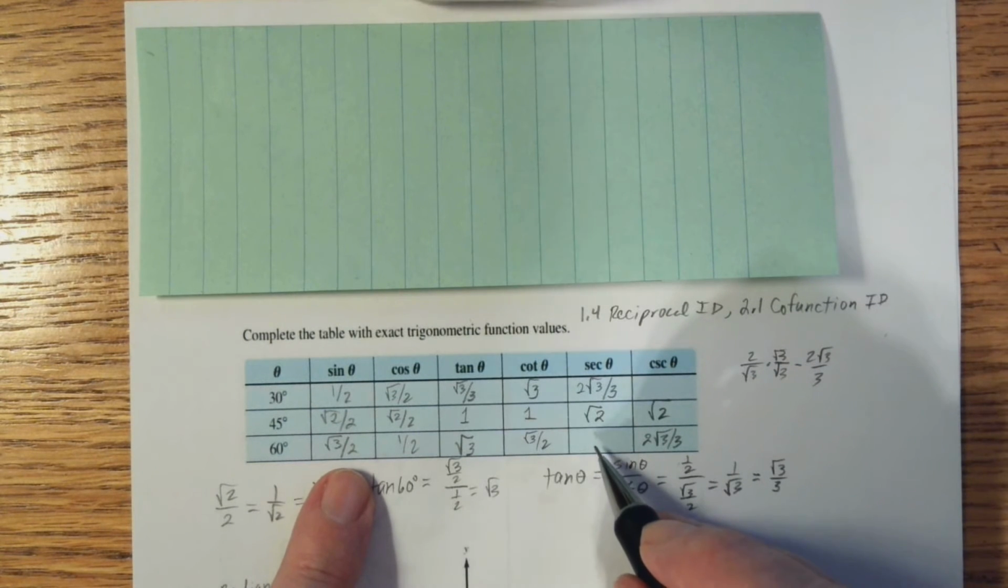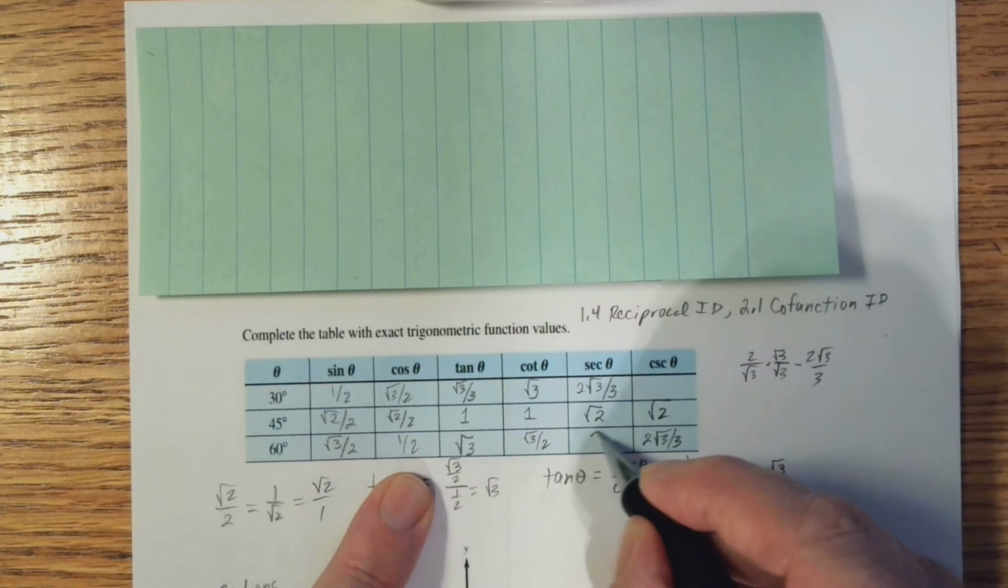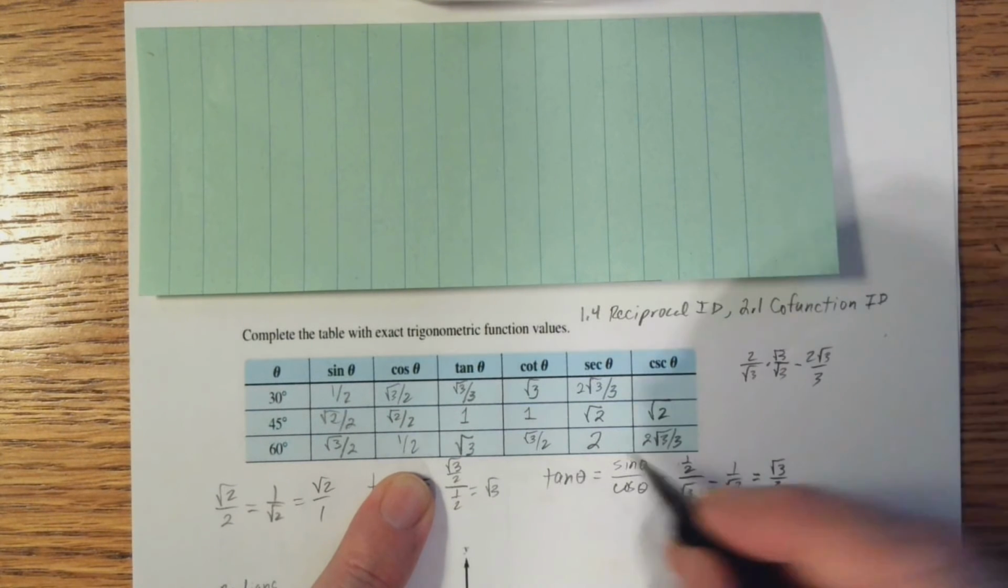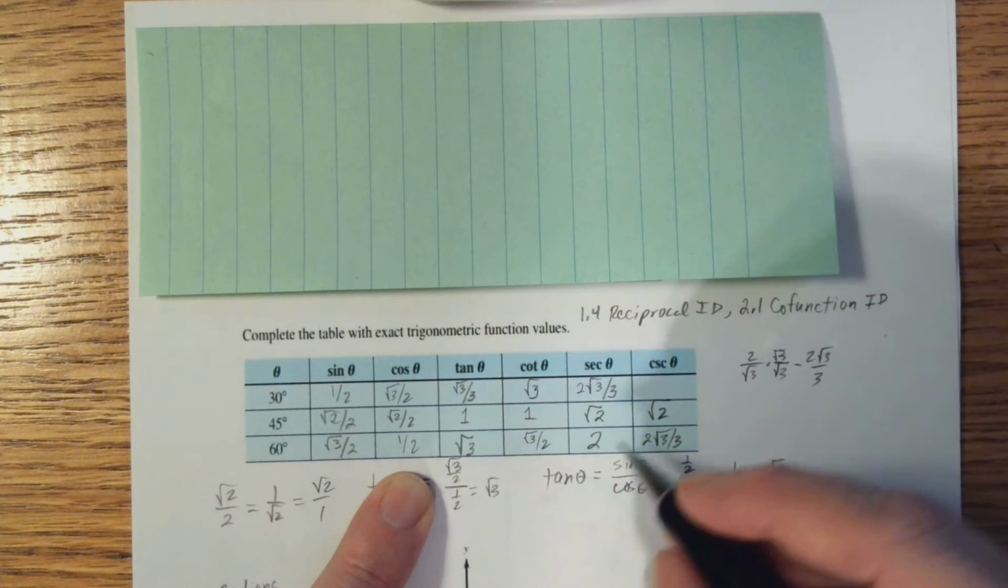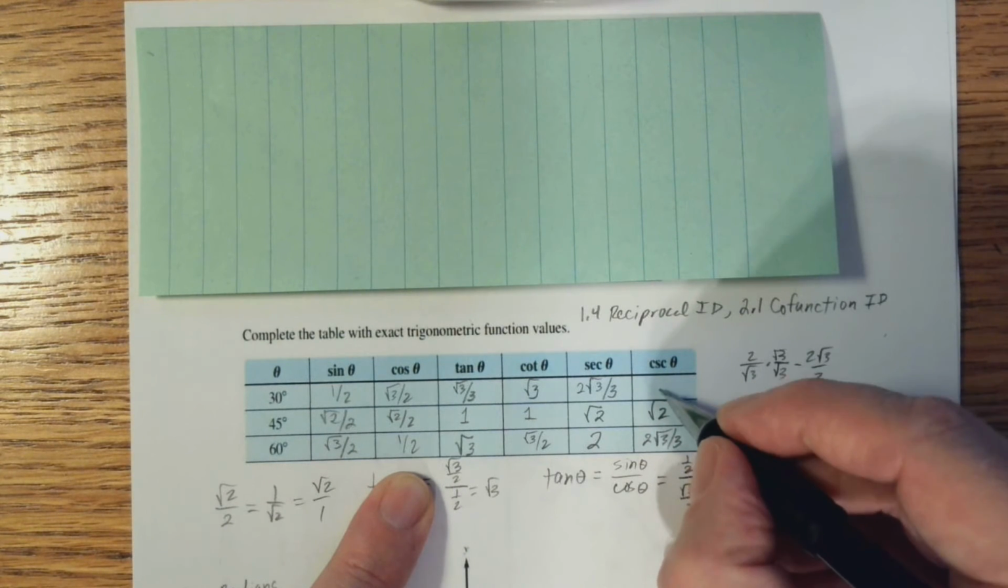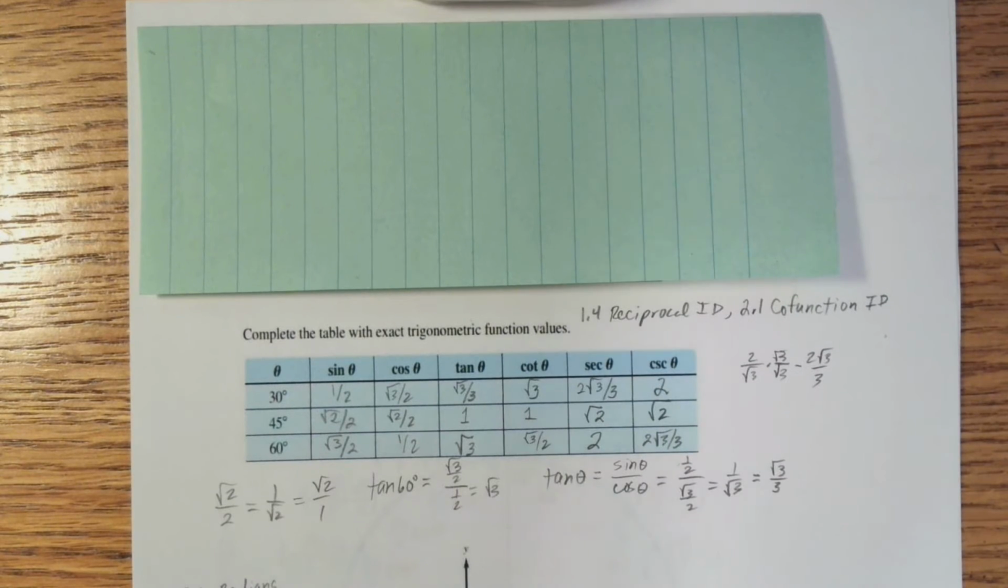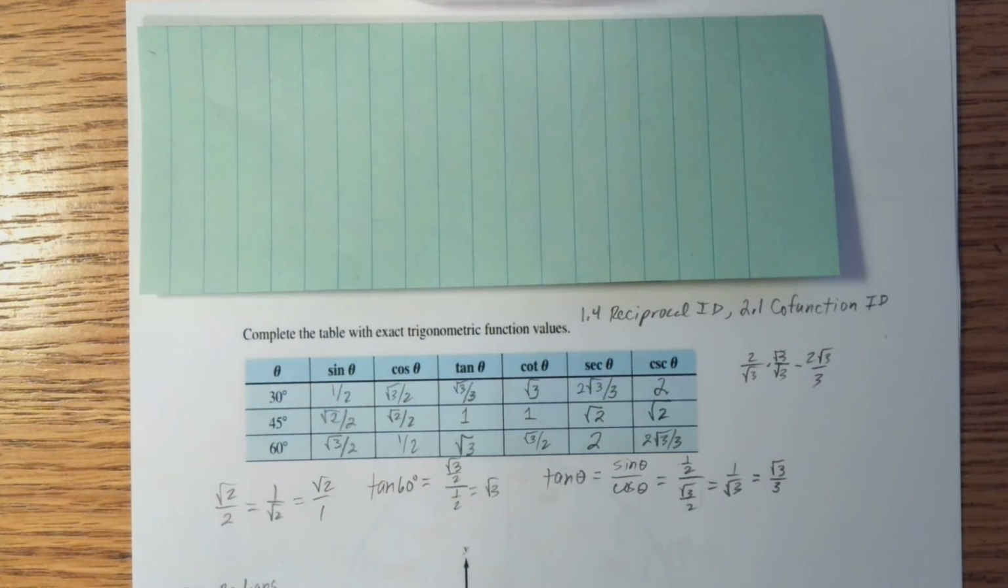The secant is the reciprocal of cosine, and so this will be 2. If the secant of 60 degrees is 2, then the cosecant of 30 degrees will also be 2. All right, so there's your table, and it's not a bad way to start. Certainly the test 2, that was a good way to start before you did all the other problems.